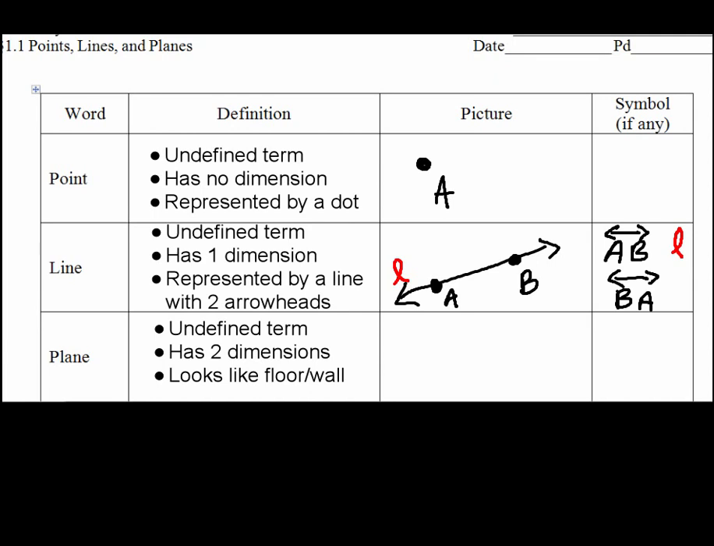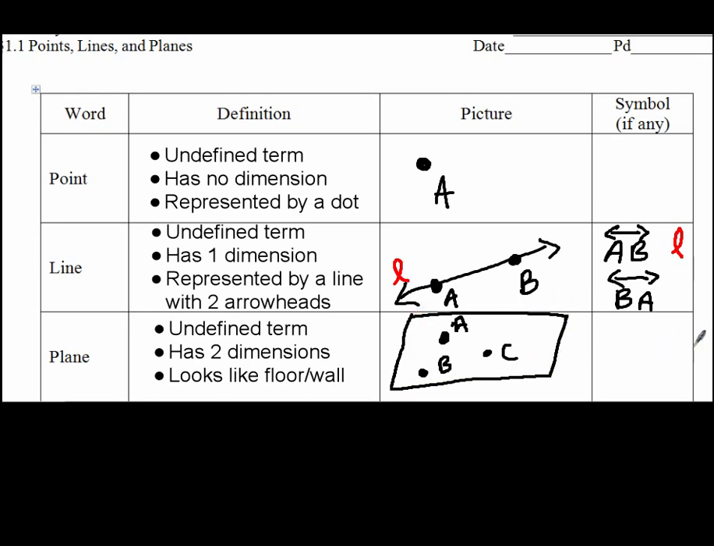Now our last undefined term is the plane, and a plane is going to have two dimensions. It's going to look like a floor or a wall, but here's something important about our floor or wall: it's going to go on forever and ever and ever. So you're going to have any 3 points here. We can call one of them A, another one B, and then some point over here C. You need at least 3 points to make up a plane.